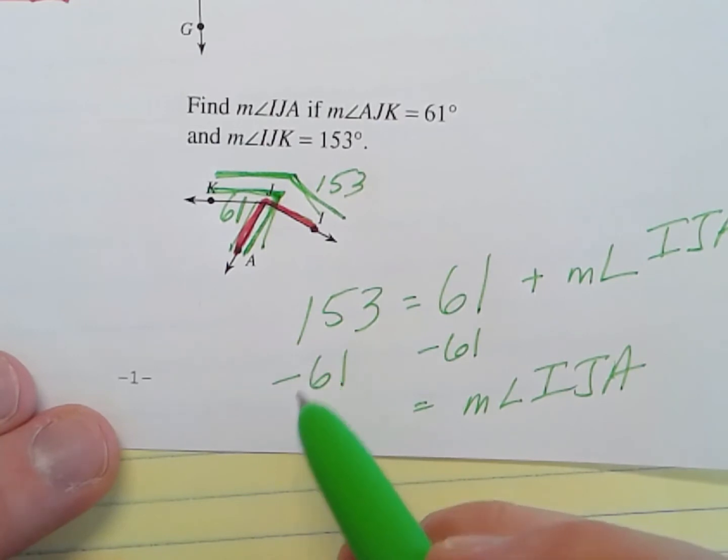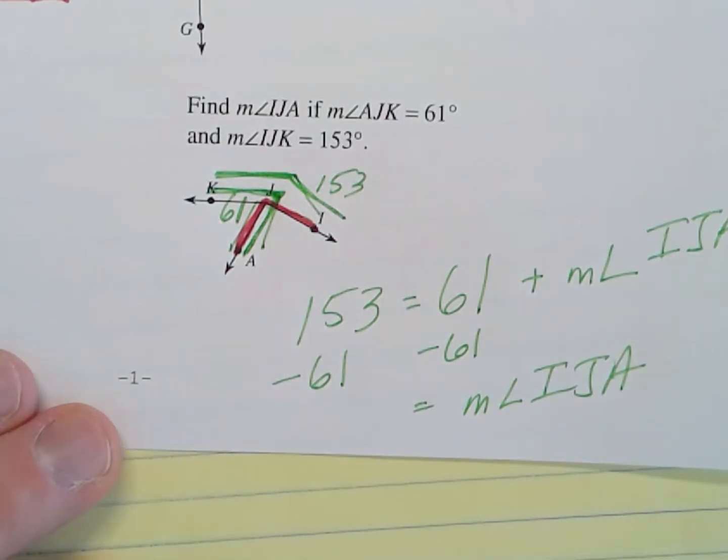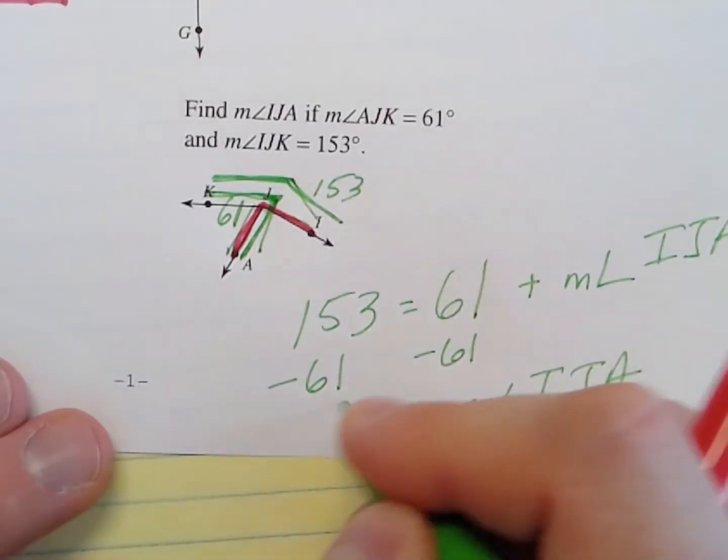So that's going to put me at 90. My brain is just freezing right now. Minus 61. 92. Right. Good. 92. Okay.